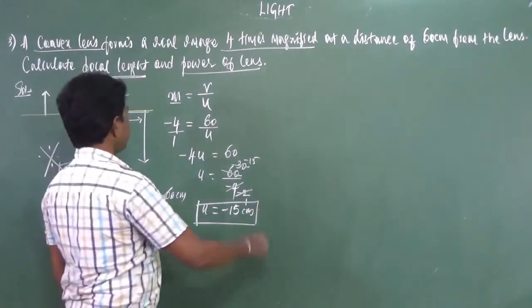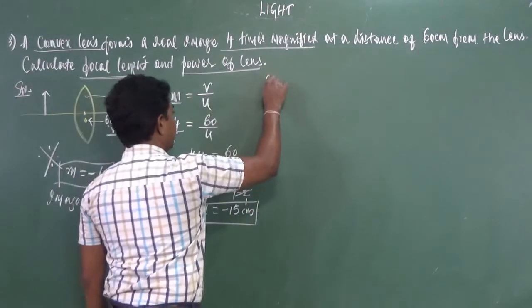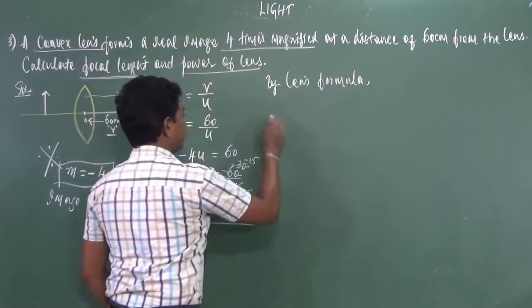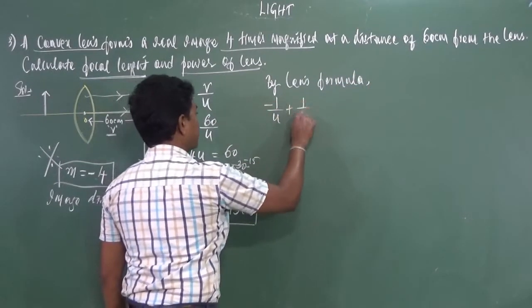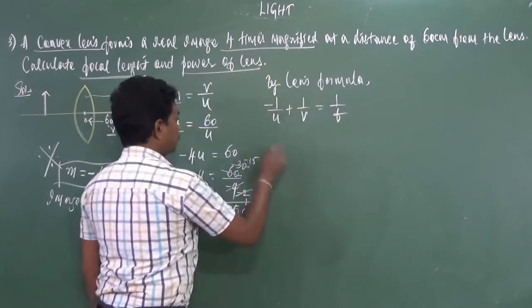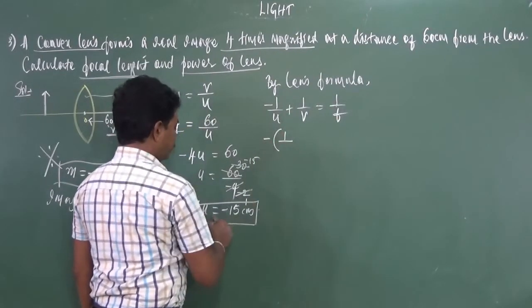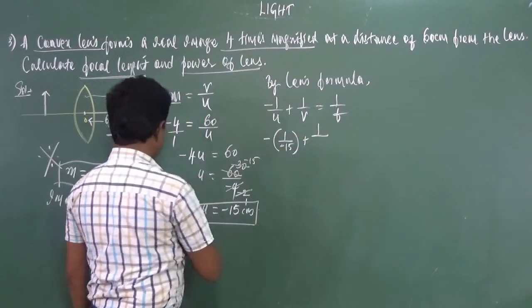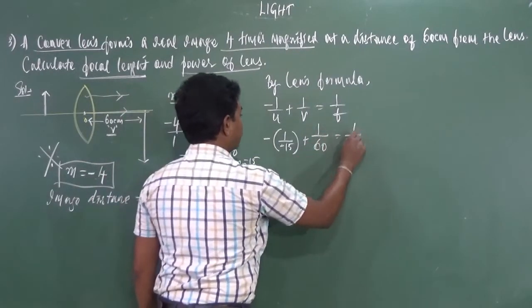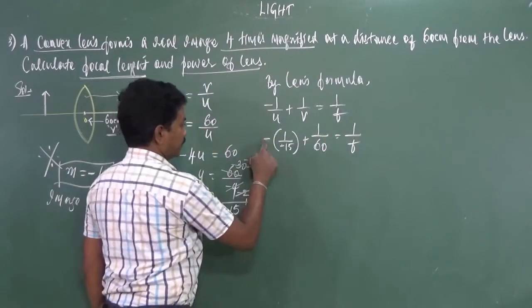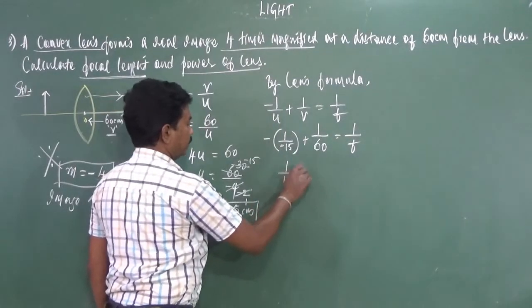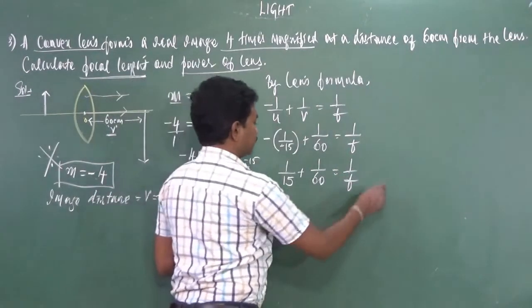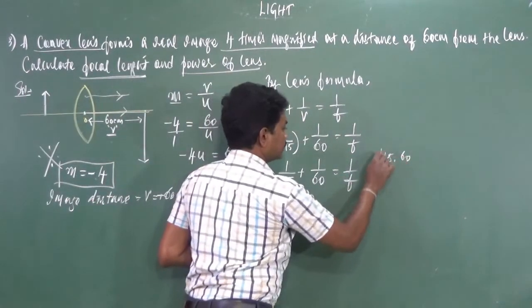So now we will first find out the focal length. By the lens formula, -1 by U plus 1 by V is equal to 1 by F. So minus of 1 by U stands for -15, plus 1 by V is plus 60, is equal to 1 by F. We have to find out the value of F. So minus into minus is plus, 1 by 15 plus 1 by 60 is equal to 1 by F. So we have to take the LCM for 15 and 60.